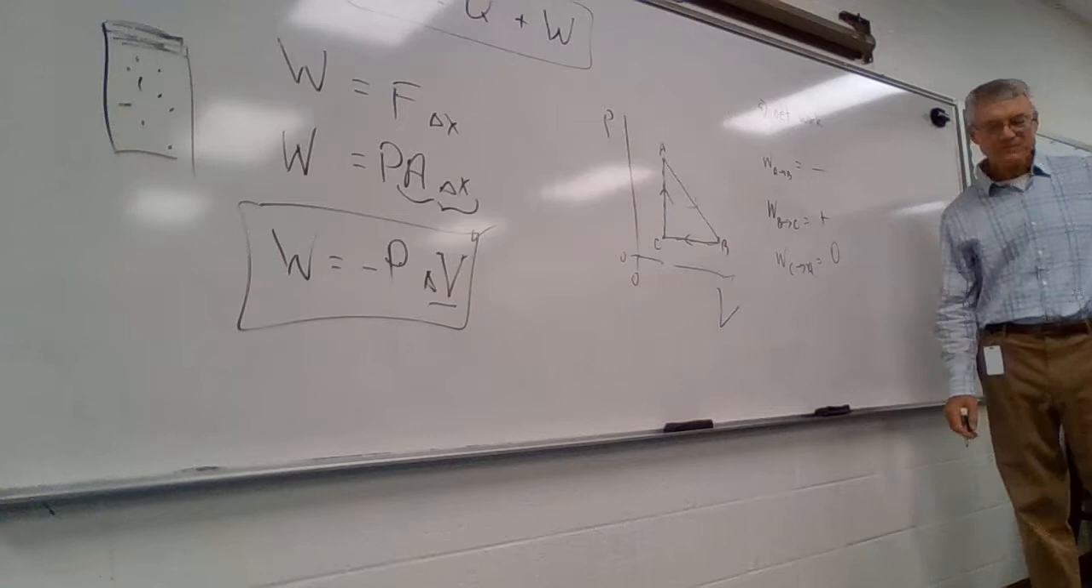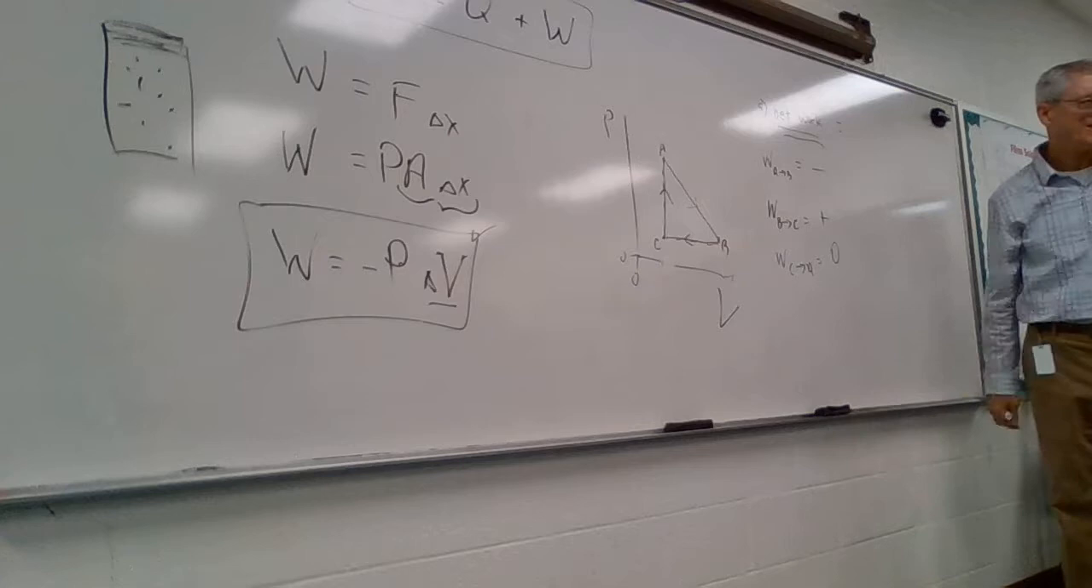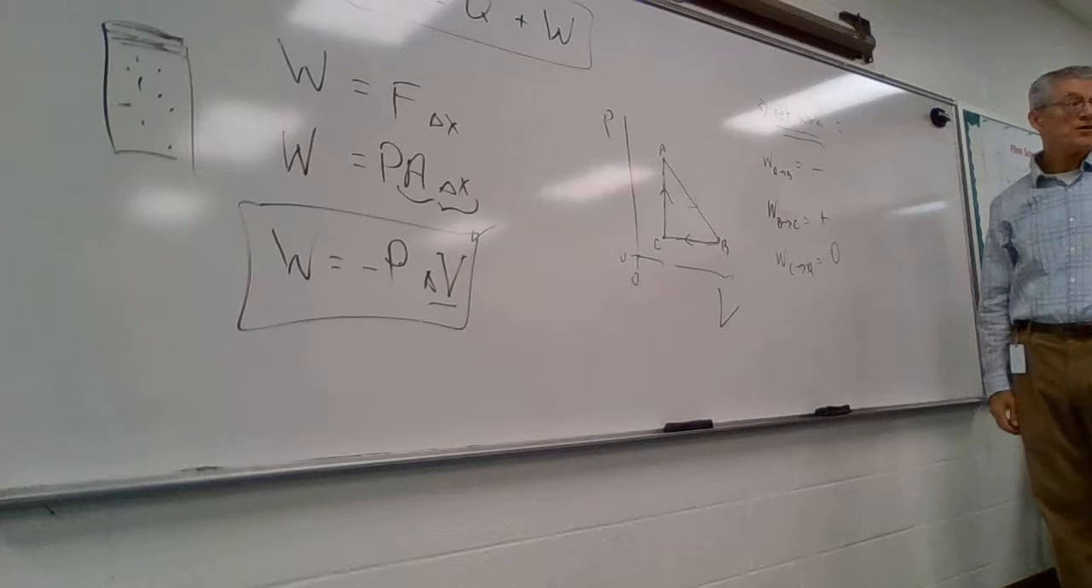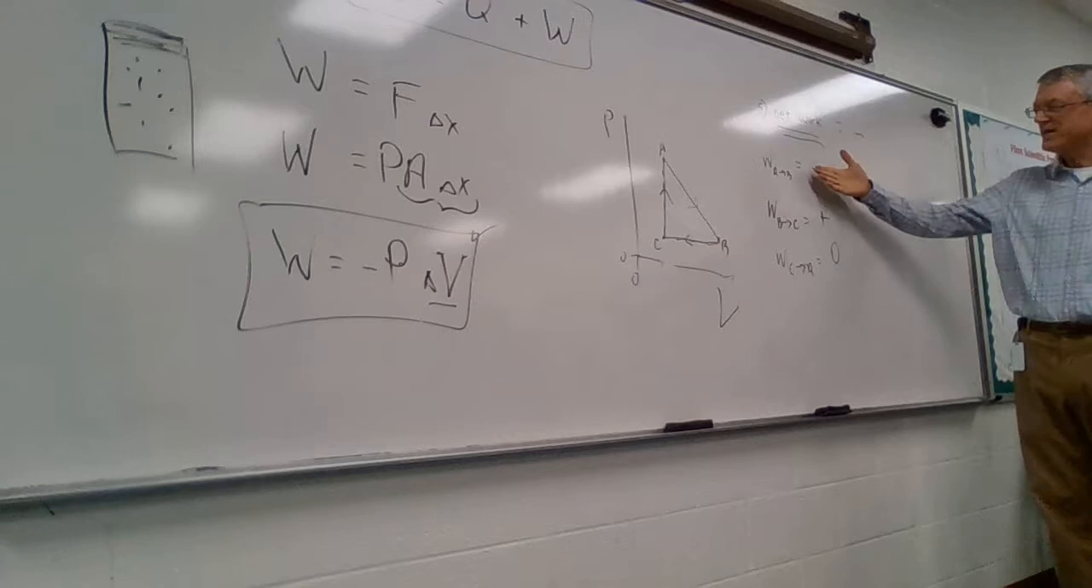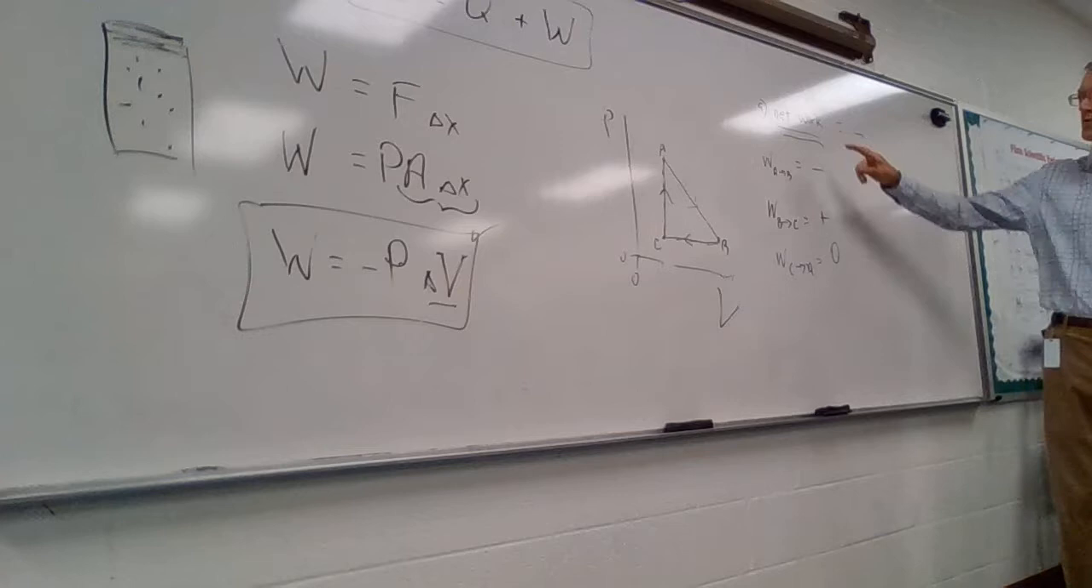So if I then go back and try to answer this question, the net work for the entire cycle would be positive or negative? Negative, because we said that was more than this, right? How would you look at the graph if I didn't ask you these questions? What would you think of in terms of the graph to answer the question, what is the net work for the entire cycle?